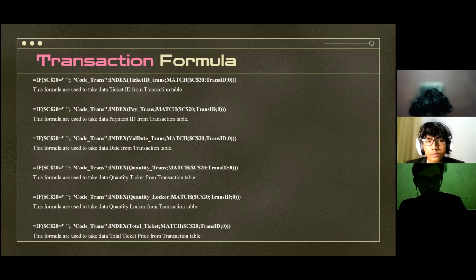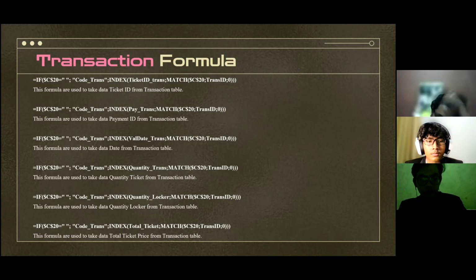Next is IF, C20, INDEX, ticket ID, MATCH, C20, transaction ID, 0. This formula is used to take data ticket ID from the transaction table. Next is IF, C20, INDEX, payment ID, MATCH, C20, transaction ID, 0. This formula is used to take data payment ID from the transaction table. Next is IF, C20, INDEX, date, MATCH, C20, transaction ID, 0. This formula is used to take data from the transaction table.